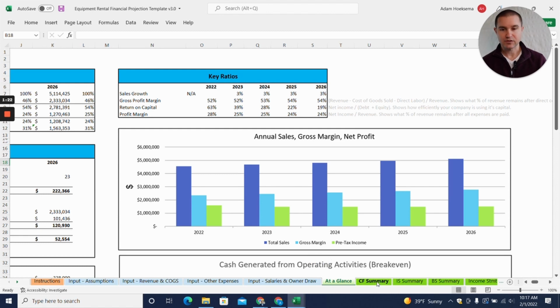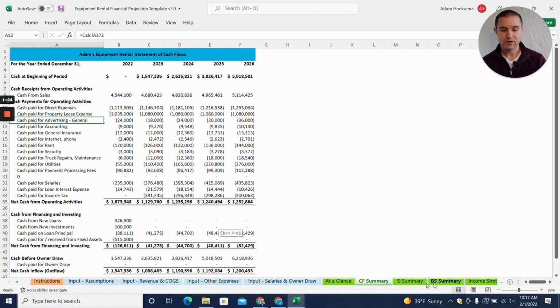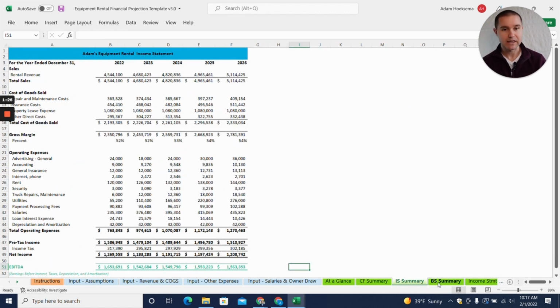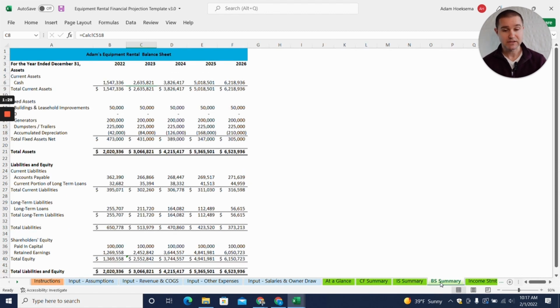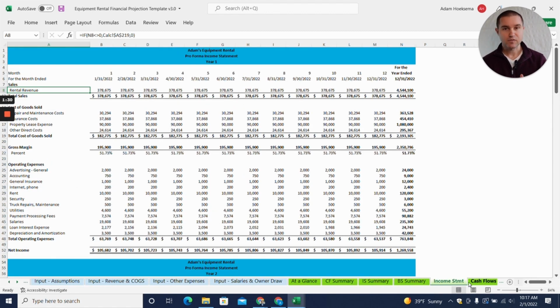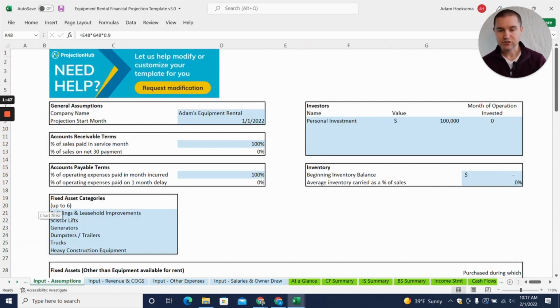In addition to that, you also see that we have a 5-year cash flow statement, 5-year income statement, 5-year balance sheet, and then the same financial statements, income statement, cash flow, and balance sheet for 5 years, but broken down by month. And so that's really the end result, what you're going to get at the end of that process. But we have a little bit of work to do to get there. So let me show you the input sections.